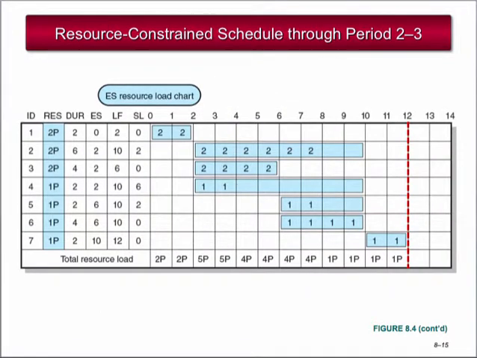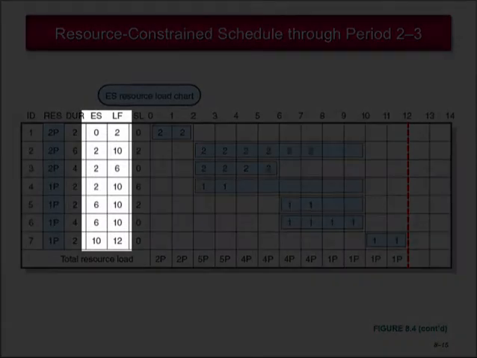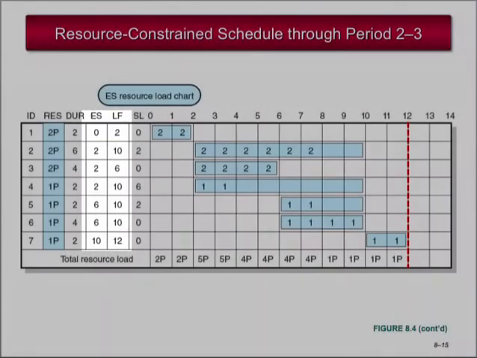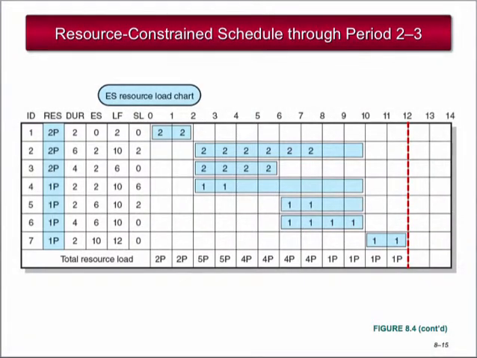Here's the resource loading chart for the project network we just saw. The shaded areas represent the scheduling intervals of the time-constrained schedule, early start through late finish. Just a quick side note, I'd like to point out the early start column and the late finish column. You can see on what day each particular activity has their early start and what day each particular activity has their late finish. Those dates are then plotted out on the chart and shaded as you see here.